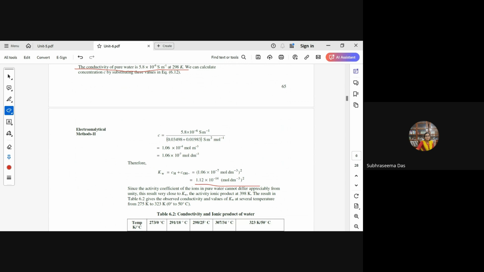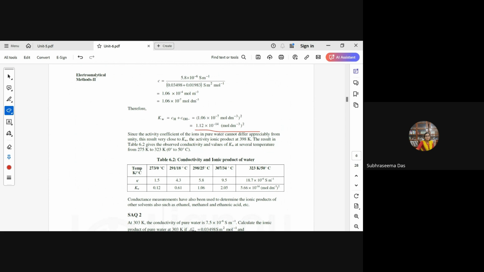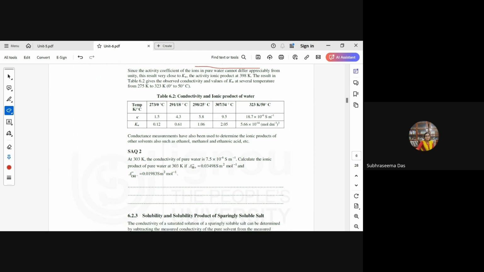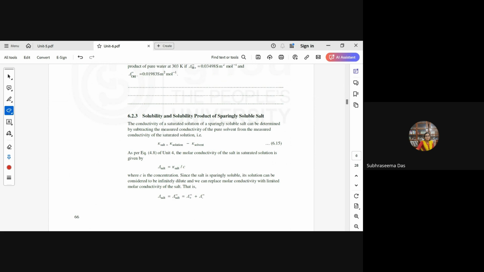The result, the observed conductivity values and ionic products at different temperatures from 0 to 50 degrees centigrade, has been depicted here, which are almost made from the conductivity measurements. Conductance measurements have also been used to determine the ionic products of other solvents such as ethanol, methanol, and acetic acid. Now, solubility and solubility product of a sparingly soluble salt.